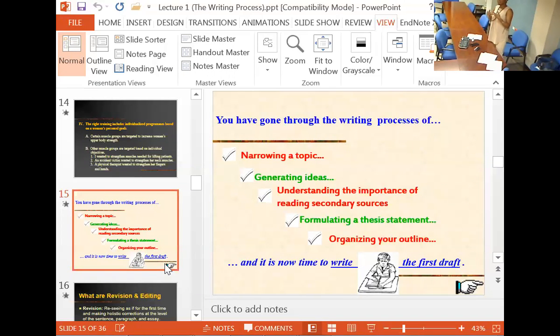So what we did: we narrowed the topic, we generated ideas. There's an understanding of the importance of reading secondary sources, so always encourage your students to go and do some extra research where possible. Which means that you're not going to be testing them on things that they don't know anyway. So even in a test circumstance, they should have already prepared by doing some studying. We also formulated a thesis statement, and then from that we were able to organize an outline. So what do you think the next thing is that we're going to do? We're going to write the actual essay. Right?